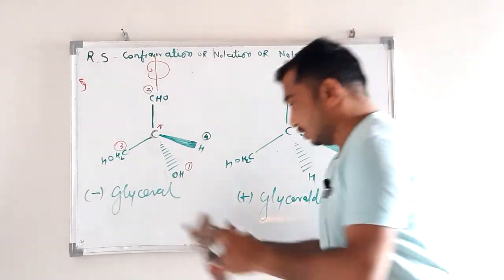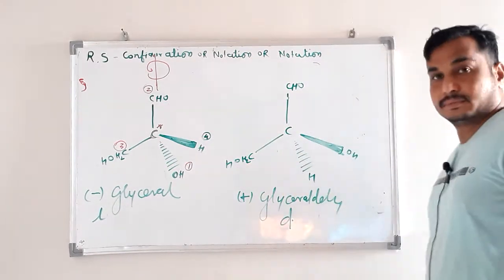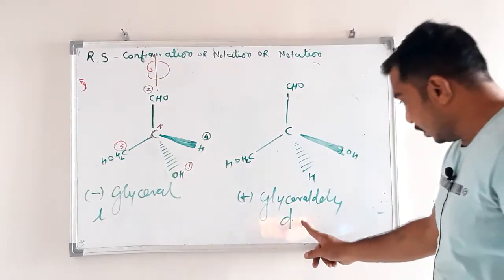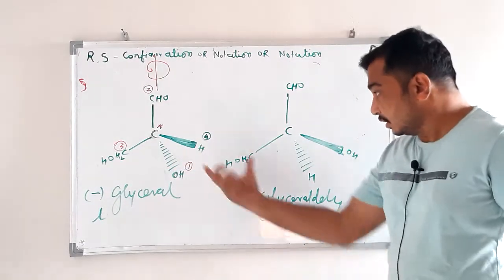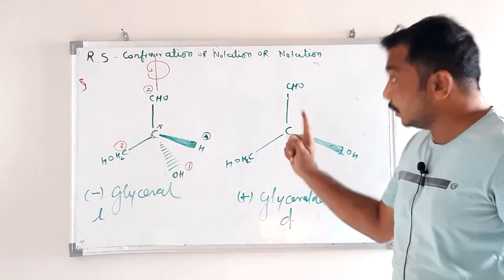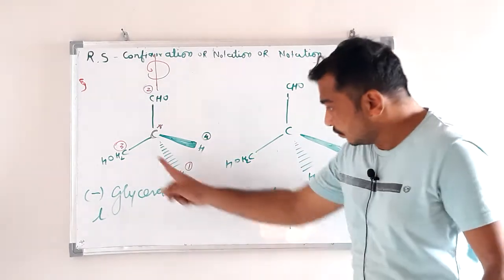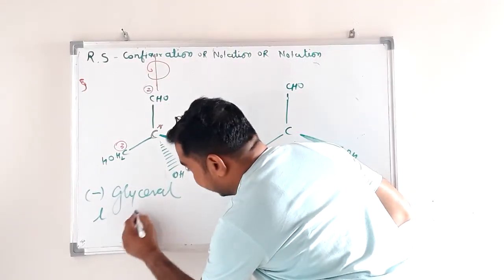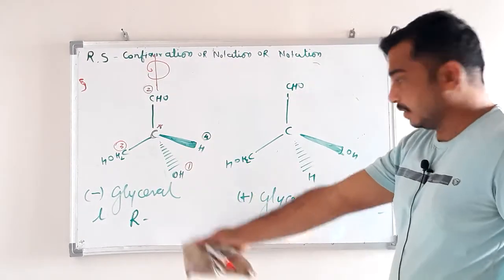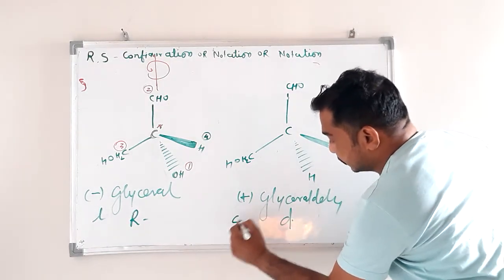Okay, small l and small d. Small l represents levorotatory, I will explain. Small d represents dextrorotatory. See these two compounds, and for these two stereoisomers we have determined the RS notation. For this, the RS notation was R. The notation was just determined, that is R, and for this it was S.